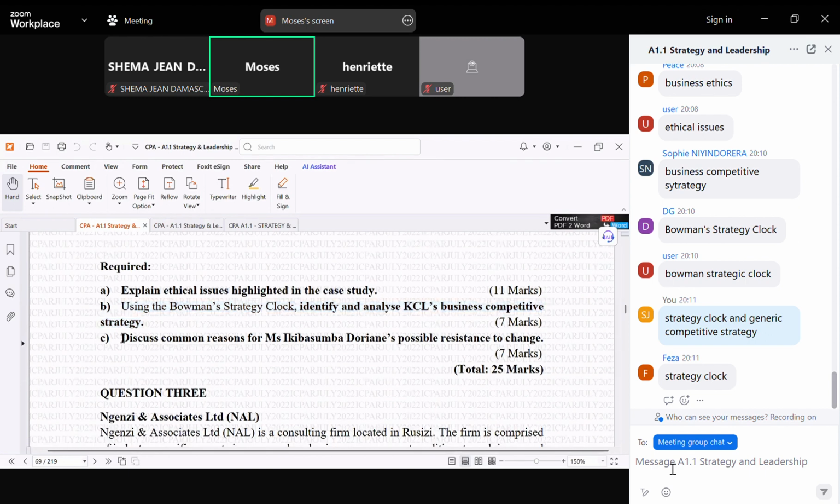Finally, let's talk about the key concept here. What's the key concept here?